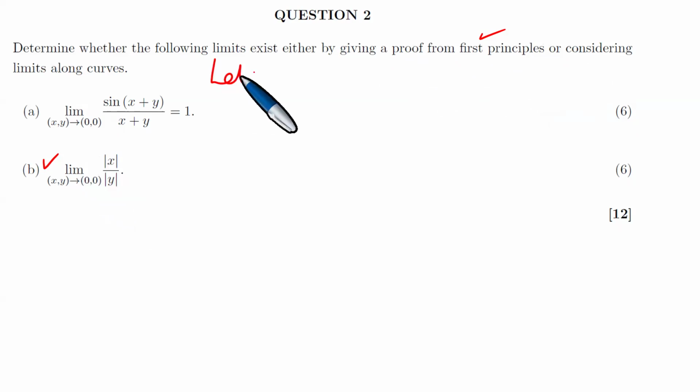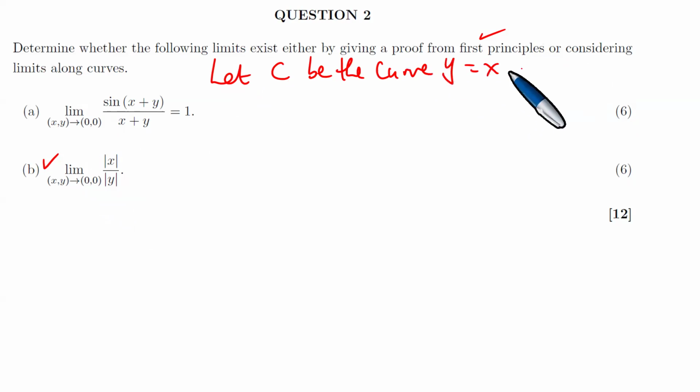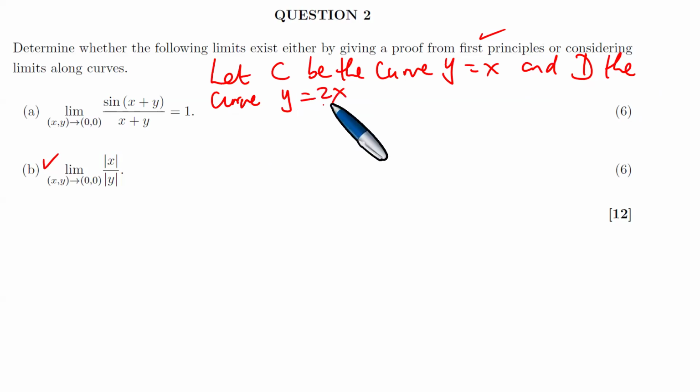So to do part B, we let C be the curve y equals x, and D the curve y equals 2x. Okay, we take two curves here. They're enough to help us prove this.